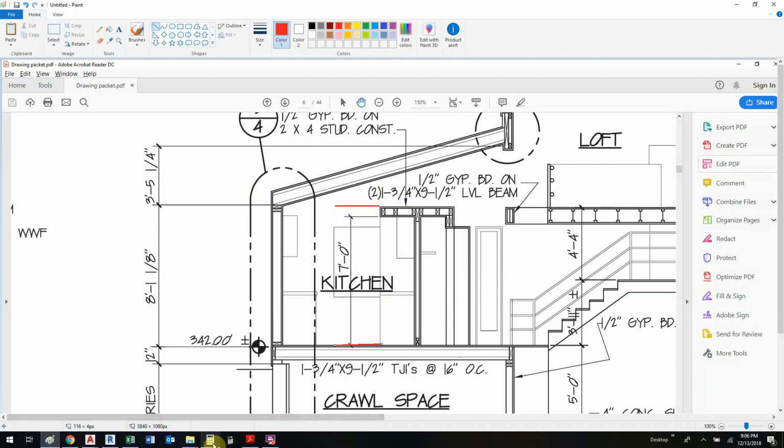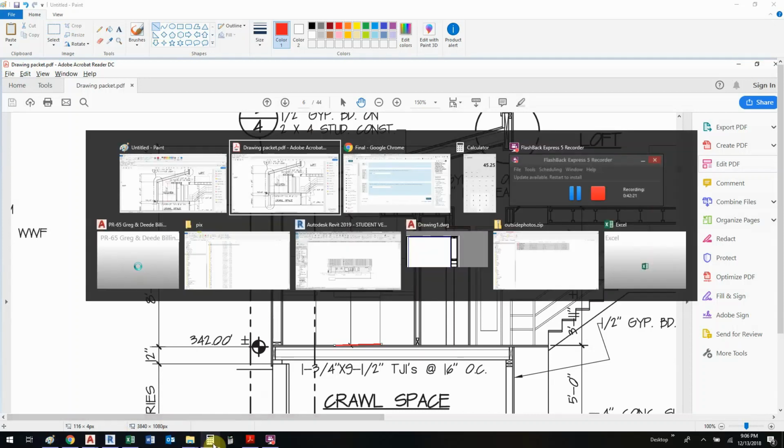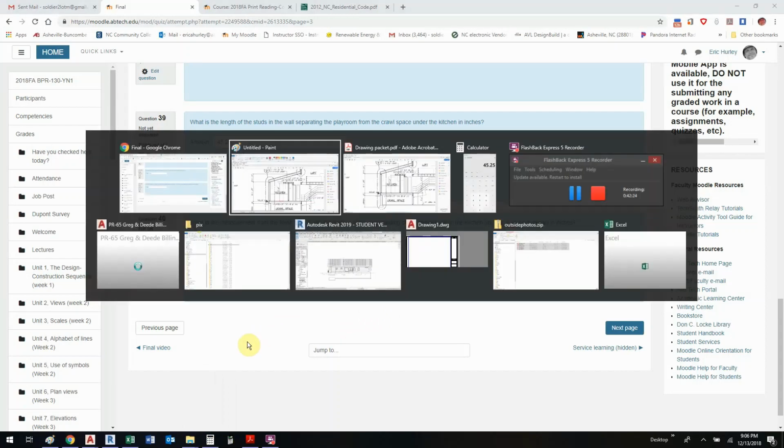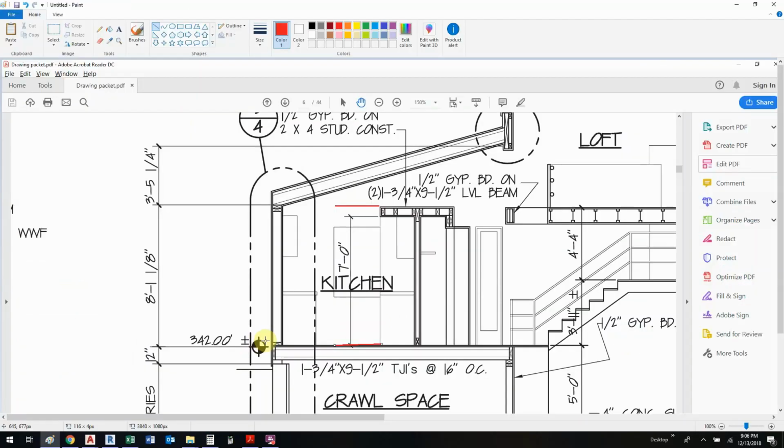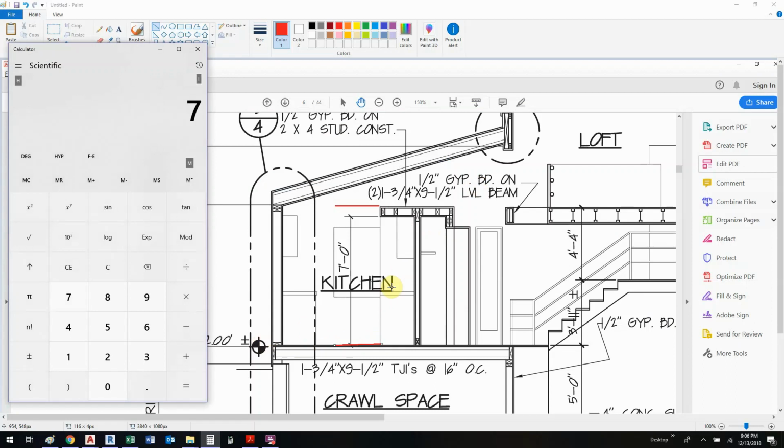So let's pull out the calculator, and this is supposed to be in inches again. All right, so pull out the calculator. 7 times 12. That gives me 84 inches from there to there. I'm going to add 1/2 inch for drywall under here. I'm going to add 3.5 inches for the studs that are in here, and then I'm going to add another 1/2 inch for the top piece of drywall here. So we end up with a total of 88.5 inches.